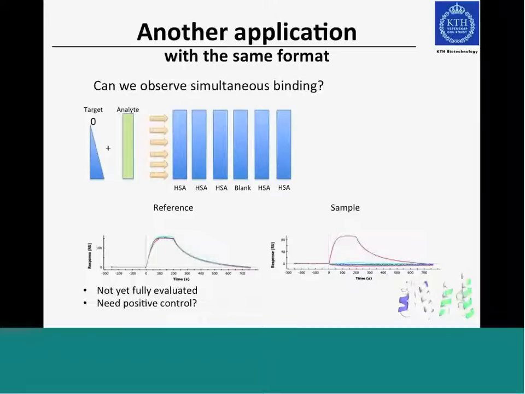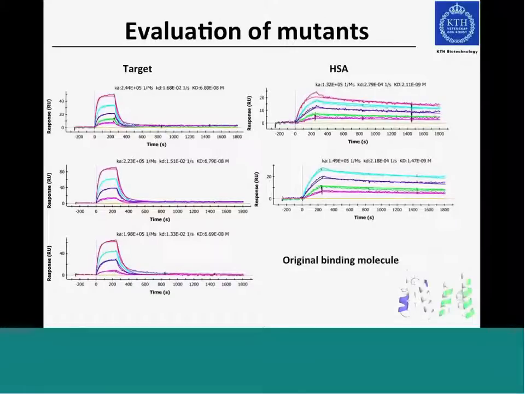And also what we've done is evaluated single point mutations, just to evaluate what amino acids are important for binding. Here's an example showing you the original binding molecule. On the left you have 3 panels showing different immobilization levels of the target, and on the right you have 2 surfaces with HSA. And we compare that to our mutants. As you can see, we have very nice binding to the target, and quite nice binding to HSA. You see the KD values are calculated, and they are quite similar between the surfaces here, even though we have quite a low immobilization level.